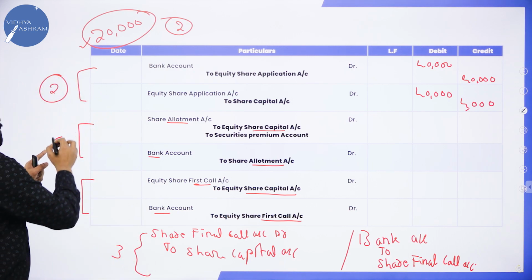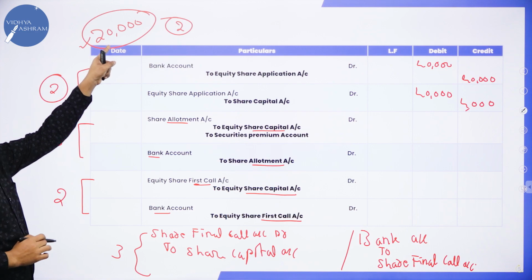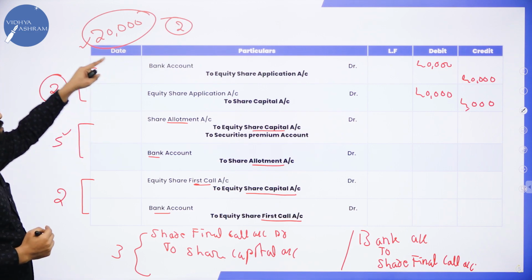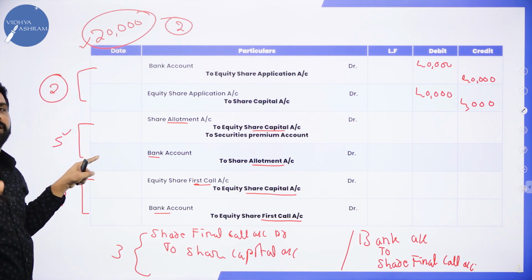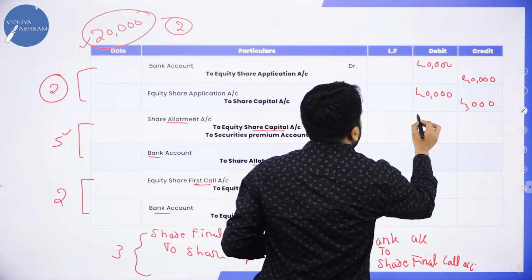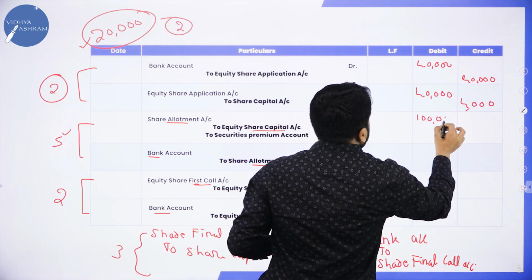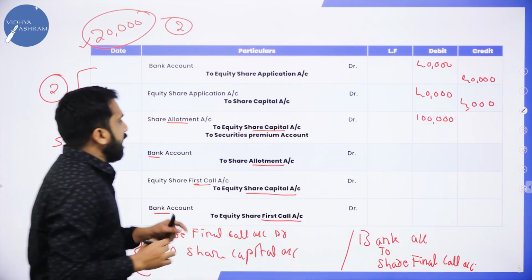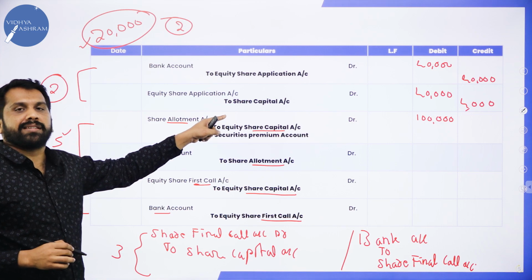Allotment, how much do we have? 5. Number of shares, how much? 20,000. 20,000 multiplied with 5. 2 5s are 10. So your answer is how much? 1 lakh.